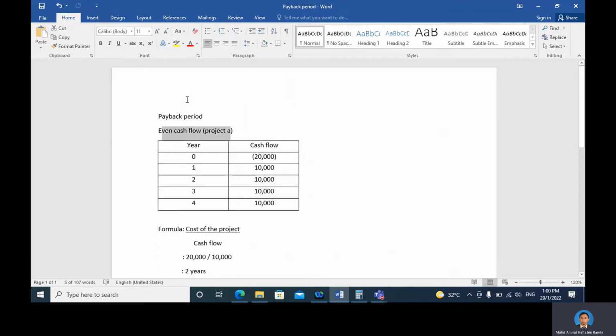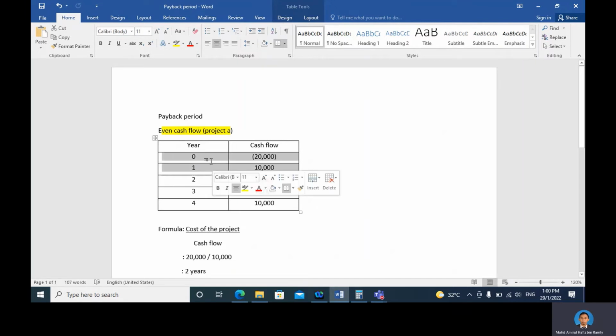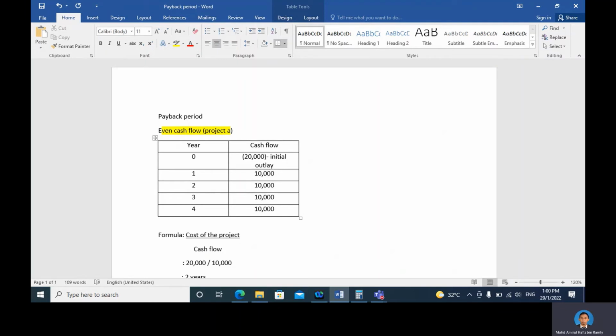Okay, the first one is the even cash flow. Even cash flow means that each of the cash flow will be similar except for year zero. Why? Year zero is the cost of project. Basically, it's not given here. We want to show here year zero is referred to the initial outlay. So what is initial outlay? Initial outlay is the cost of the project.